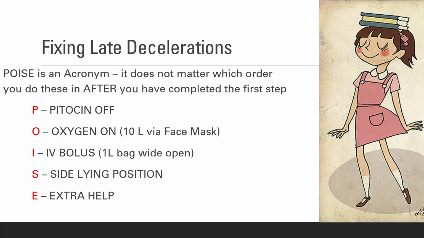So again, alleviating the pressure off the inferior vena cava, superior vena cava, and the aorta. We want to increase as much perfusion as we can through the placenta and the umbilical cord, so that the baby can get a rush of oxygenation and perfusion. So let's turn her on her side and help her in that process. And then E is for extra help. So this is an acronym that we use to help fix late deceleration. And you definitely have to know this for your exams.